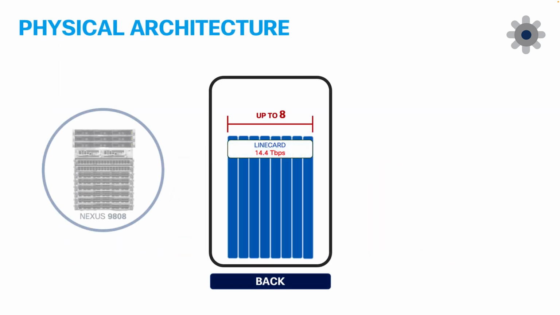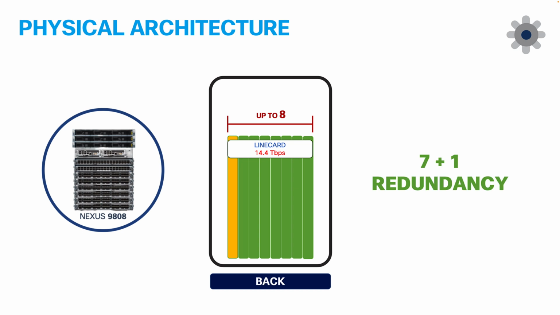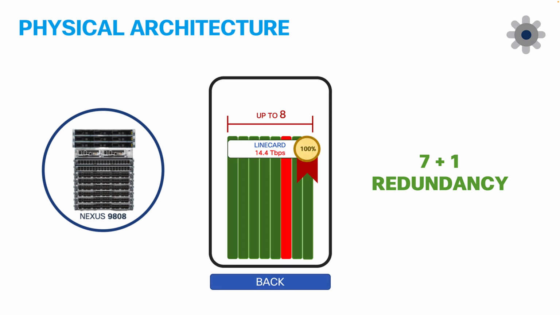The Cisco Nexus 9808 supports up to 8 fabric modules delivering up to 14.4 terabits per second per line card, with a 7+1 line rate redundancy. That means that if I have 8 fabric modules running and I suddenly lose one, the platform will still work at 100% of its capacity, providing graceful degradation on failure while still delivering 14.4 terabits per second per line card. The system continues to function even if only one fabric module is operational. Each fabric module uses 2 Silicon One ASICs.